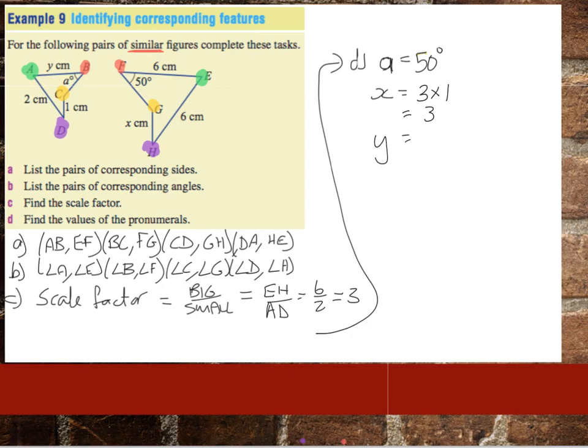Y is in the small one, which means the scale factor is 3, so AB is 3 times smaller than 6. So I can say Y will equal 6 divided by the scale factor of 3. And 6 divided by 3 equals 2. Okay, that is the basics. I'll show you another way when we come to triangles in the next chapter.